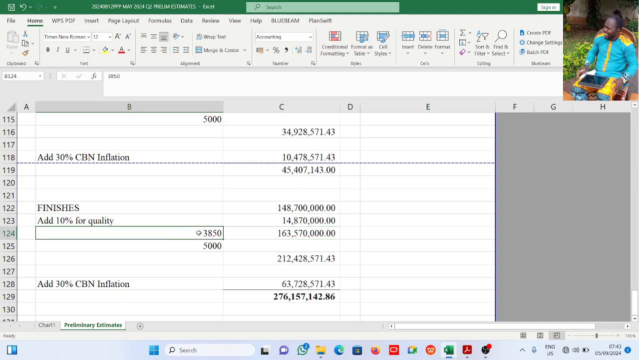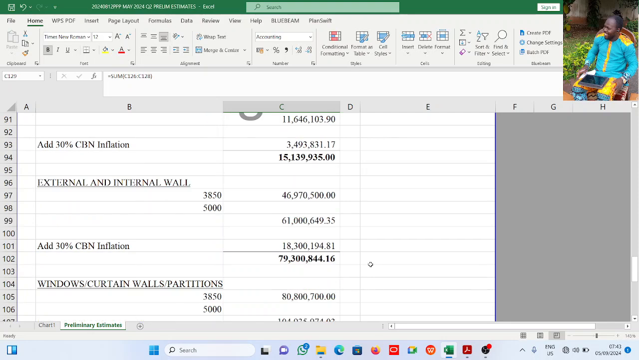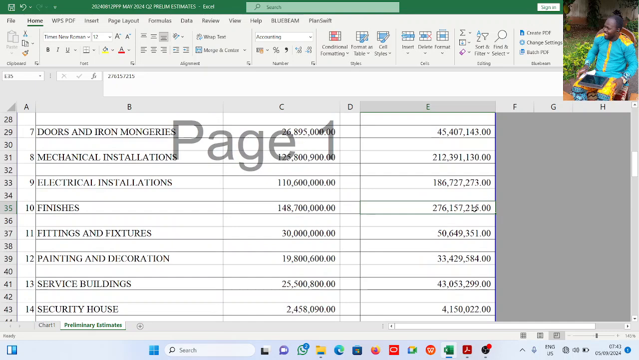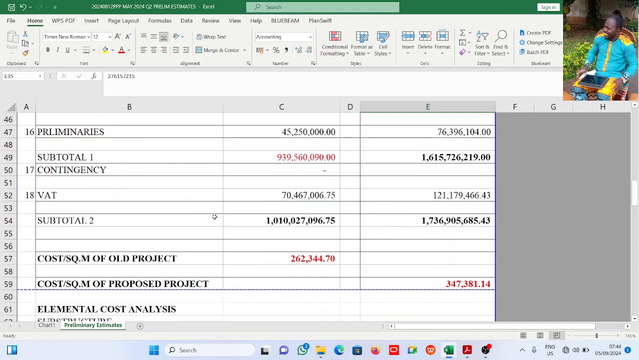Now before I start doing anything, this is it. So now 3,850 gross floor area gives me 163,570,000. What will a 5,000 square meter gross floor area give me? It gives me this. All right, then I add 30% CBN inflation rate. That gives me 276,157,142. Now that is what we have here. All right, now the same way we'll do for every item.